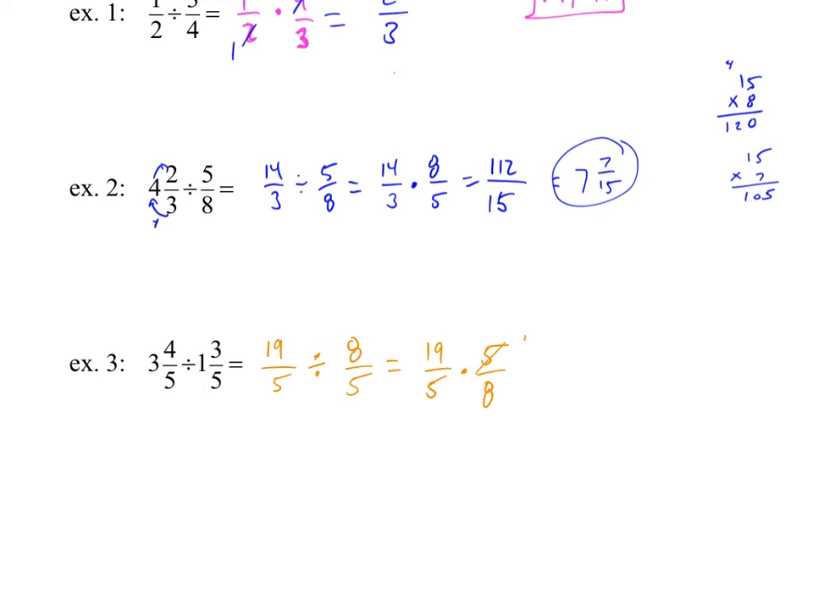If you'd like, you can do some reducing ahead of time. You end up with 19 over 8, because the 5s cancel each other out and became 1s. How many times does 8 fit into 19? 2 full times, with 3 left over, because if you did 19 divided by 8, you get 2 with 3 left over. Okay? So there is your final fraction.